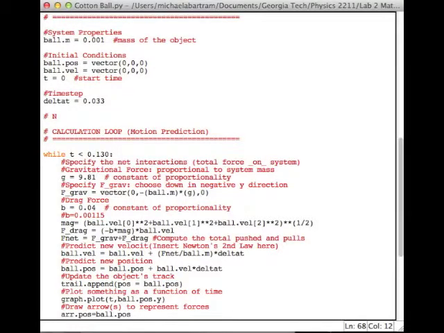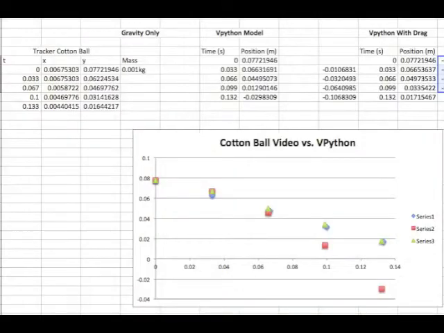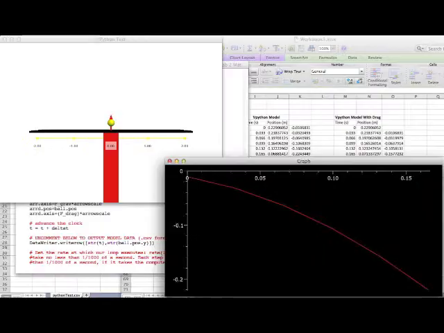Next, I put force of drag into my VPython code. The formula for force of drag that I used is negative b, which is a constant, multiplied by the magnitude of the velocity, multiplied by the velocity vector. I then added that to my F net and ran my code. I plotted the data in green, and as you can see, it's a much better fit for the original data. I also updated my code with the F drag for my water bottle.